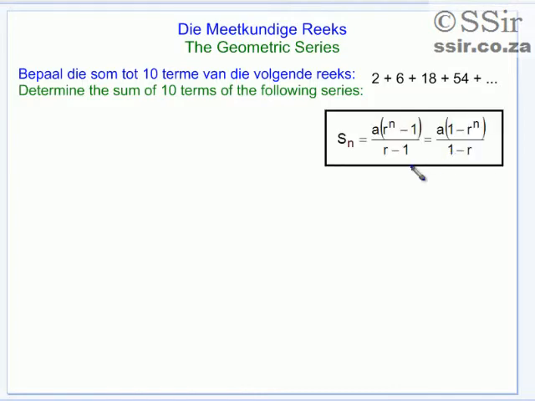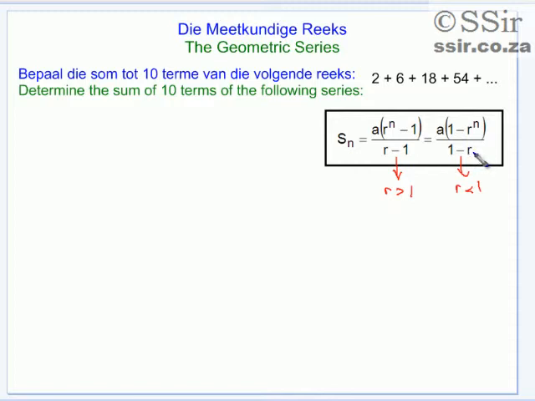This formula can be written in two ways. You can see that they differ in the numerator and the denominator merely by a sign. We use this formula when r is larger than 1, and this formula works better when r is smaller than 1. But if you forget when to use which one of these, you will still get the correct answer regardless of which formula you use.